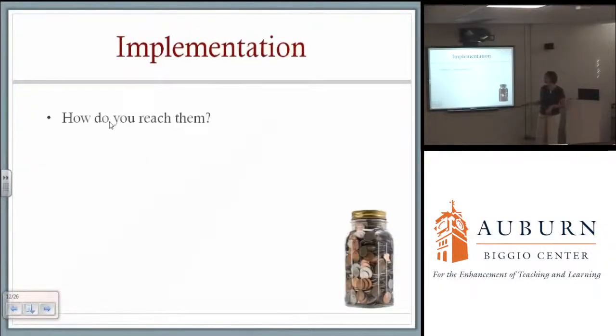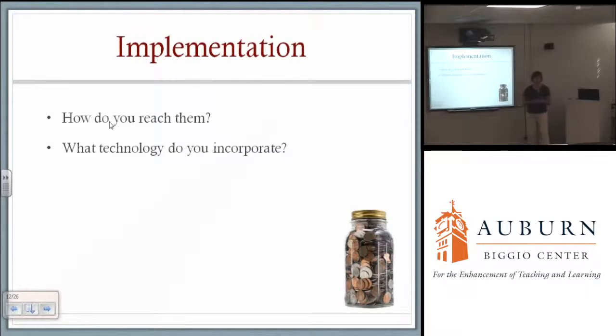Okay, so actually implementing. How do you reach them? What do we do to be able to start this? The key is what technologies you want to incorporate. Of course, first one here is Canvas, and that's the course management system that we have in place. IMG is the first point of contact for that, so they can train you how to use it.